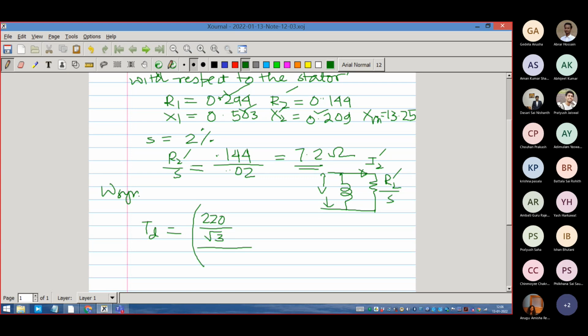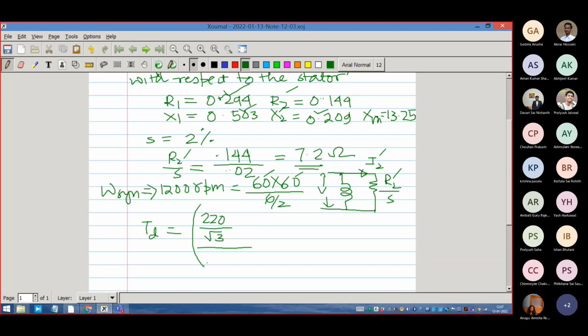Synchronous speed, how much is it? Can you tell me? 1200 RPM. It's good, you have understood that it is 1200 RPM. How is it coming? It is a 60 Hz machine, so 60 times 60 divided by the number of pole pairs, that is 6 by 2. Since it is in minutes, it is revolutions per minute, divided by the poles.